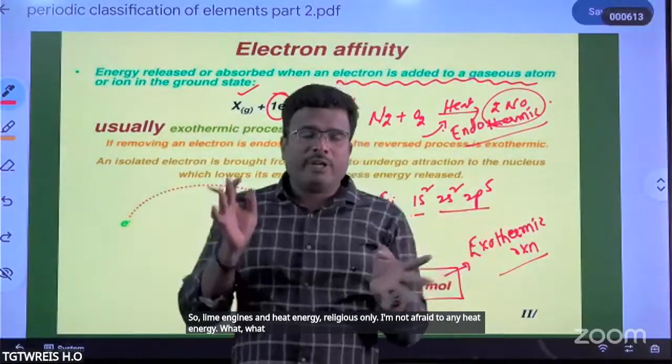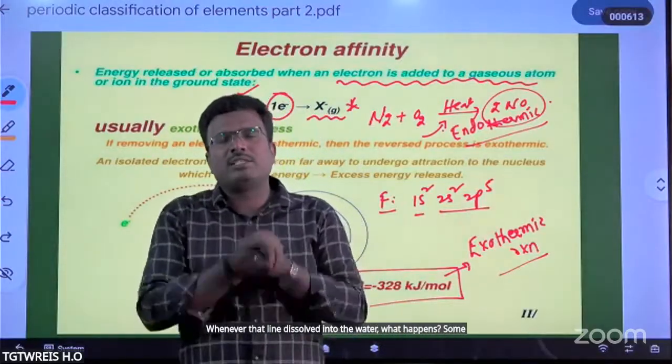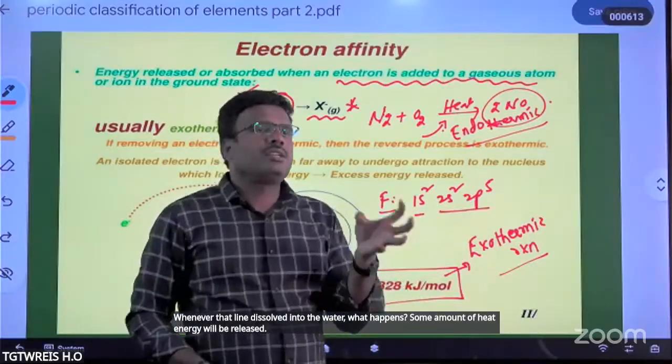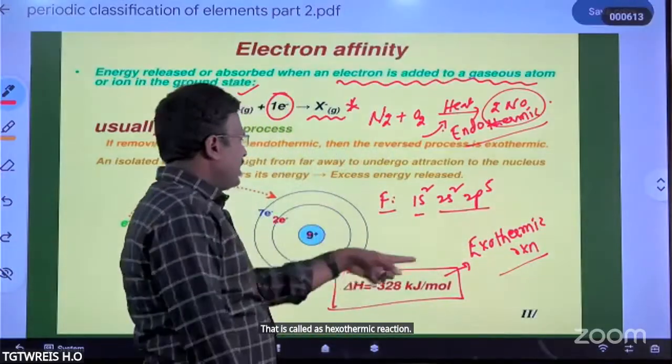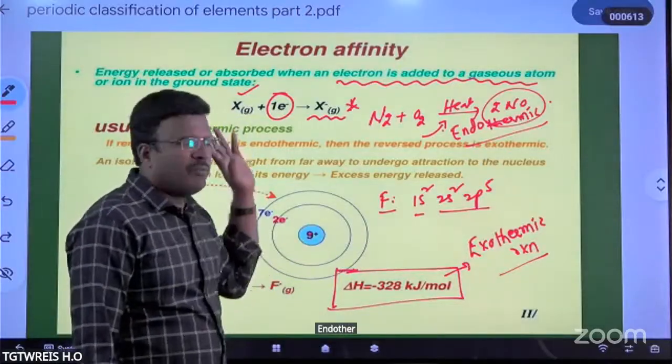What happened? Whenever that lime is dissolved into the water, some amount of heat energy will be released. That is called an exothermic reaction. So in case of an exothermic reaction, delta H is always negative. In an endothermic reaction, delta H is always positive.